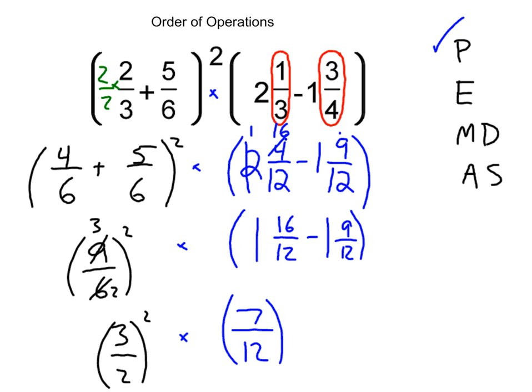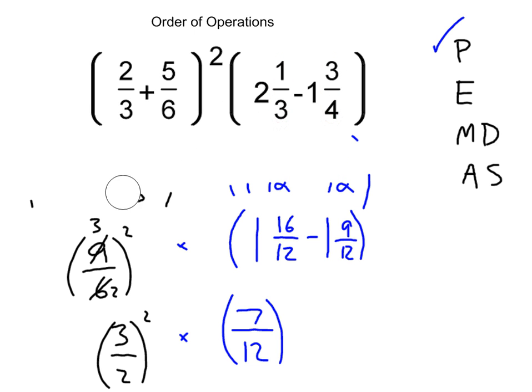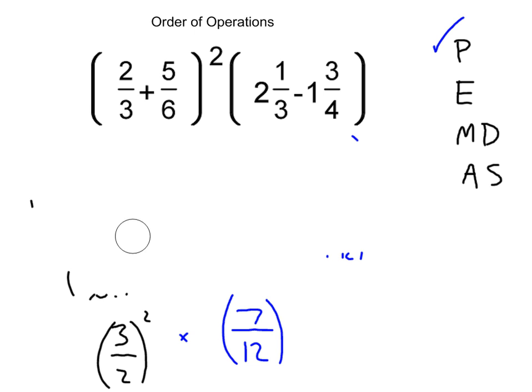Next comes exponents. So we need to evaluate that 3/2 squared. 3/2 squared is the same thing as 3/2 times itself. So we multiply the numerators. 3 times 3 is 9. 2 times 2 is 4. So this is 9/4.